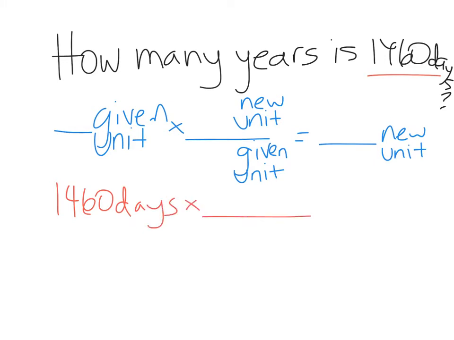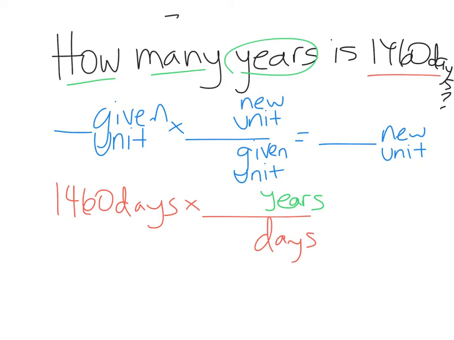In order to convert it, we need our conversion factor, and the given unit days needs to be on the bottom, and the new unit, which is what we're asked for, how many years, needs to be on top. So years goes on top. All right. And this is a conversion factor that you hopefully have already memorized. There's 365 days in 1 year, right? So that means 365 is going where days goes in the conversion factor, and 1 goes where year goes in the conversion factor. So 1 year equals 365 days, right?